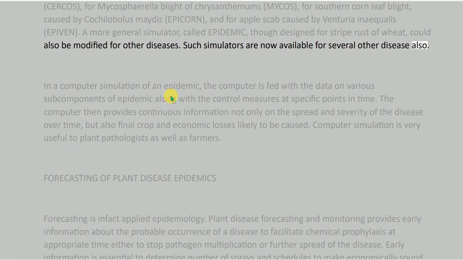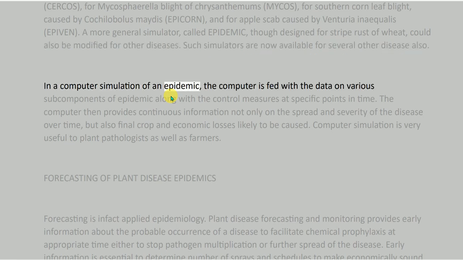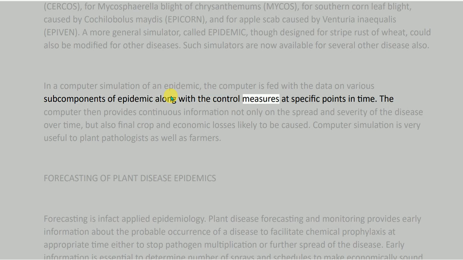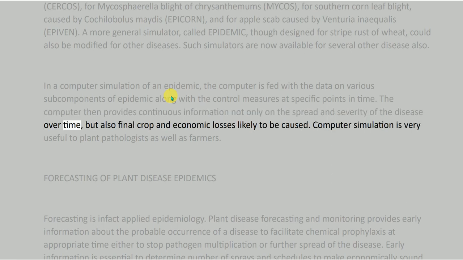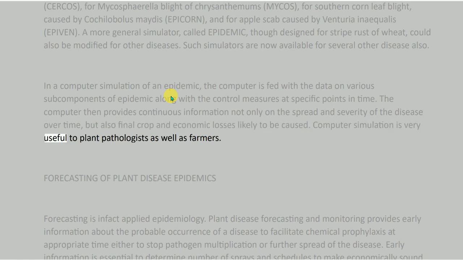In a computer simulation of an epidemic, the computer is fed with the data on various subcomponents of the epidemic along with the control measures at specific points in time. The computer then provides continuous information not only on the spread and severity of the disease over time, but also the final crop and economic losses likely to be caused. Computer simulation is very useful to plant pathologists as well as farmers.